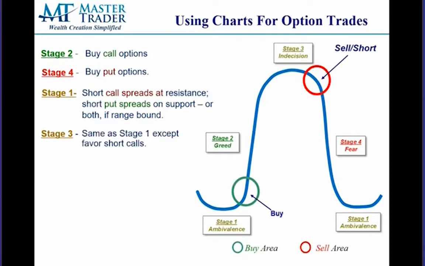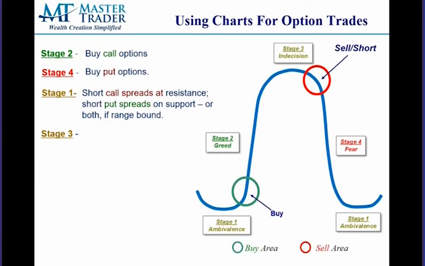Stage 1 at the bottom is what we refer to as the ambivalence stage of that stock, of that time frame, and it typically occurs after the stage 4 downtrend. Investors are beat up. They seem to be complacent. They seem to be ambivalent. They don't care about the market.